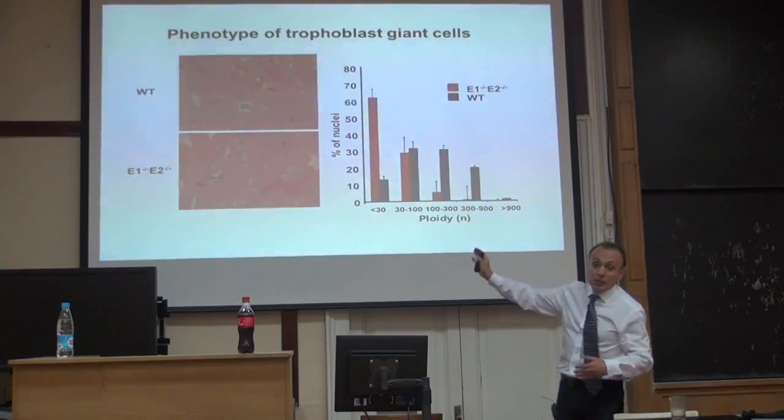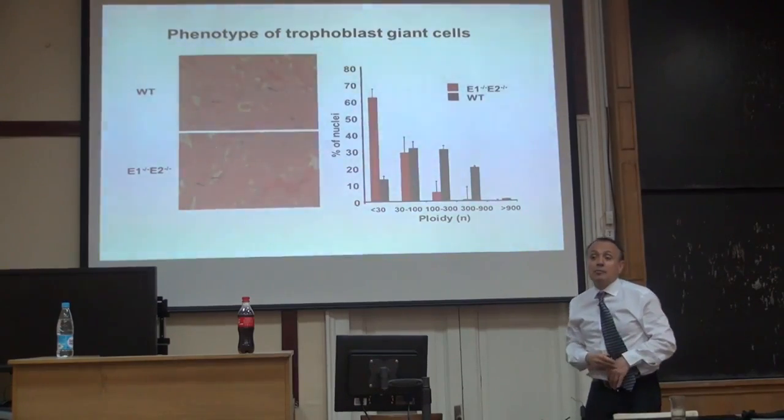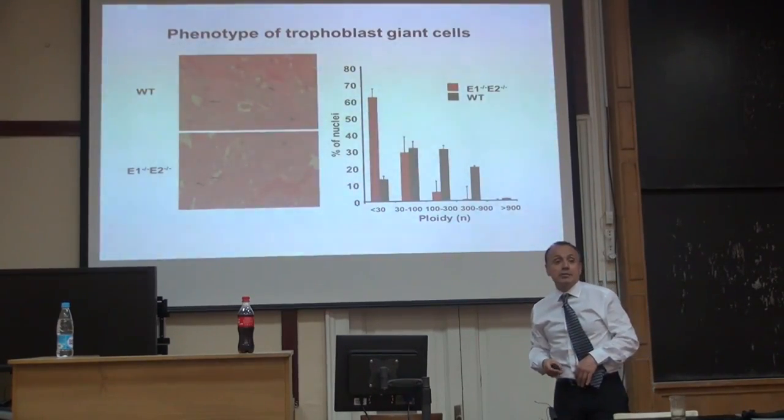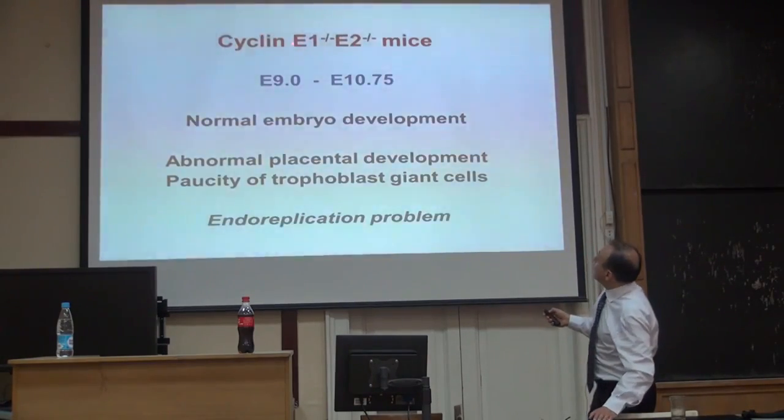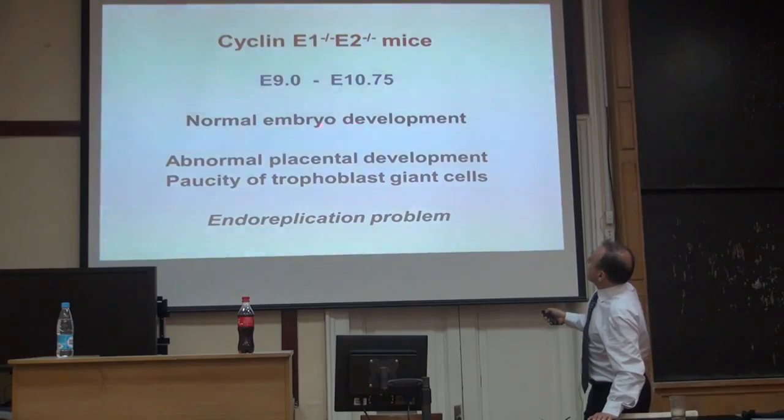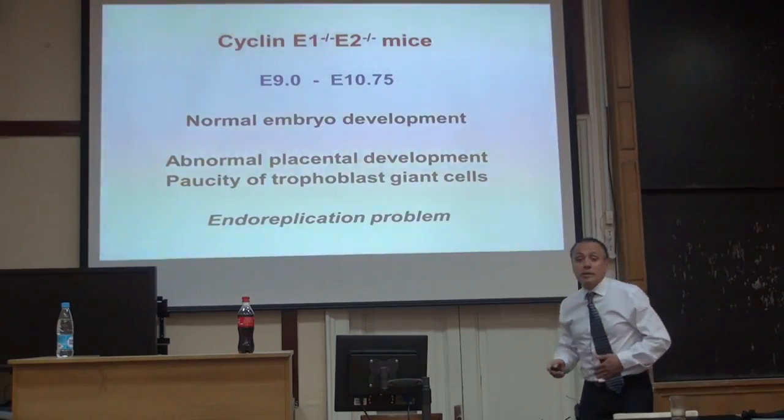So this is clearly skewed to the left. So we concluded that these mice are dying, that there is normal embryo development, abnormal placental development, and there is a paucity of trophoblast giant cells, and there is an endoreplication problem.